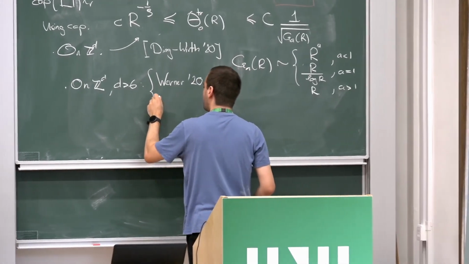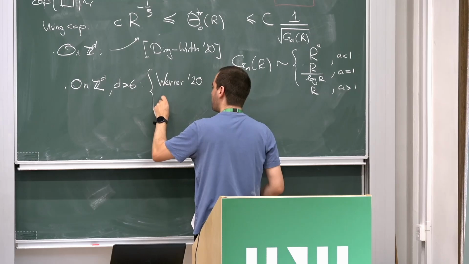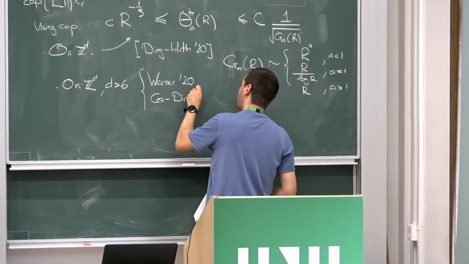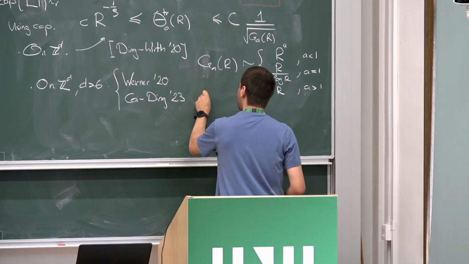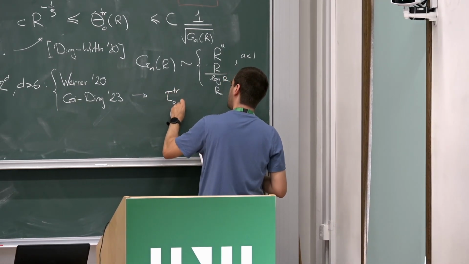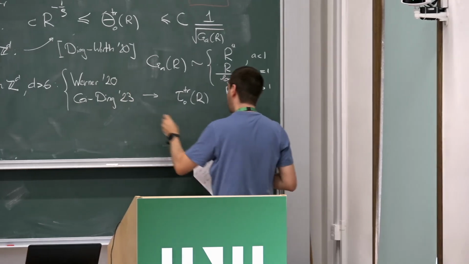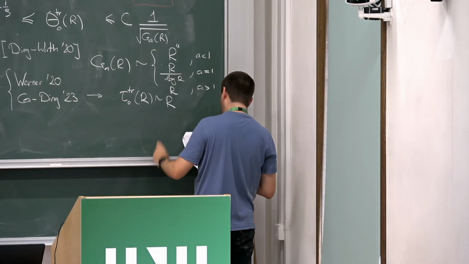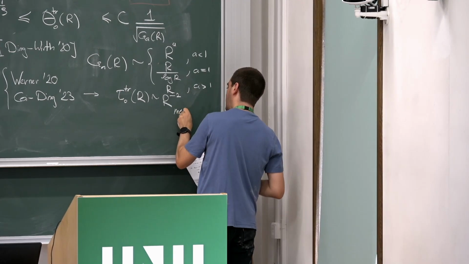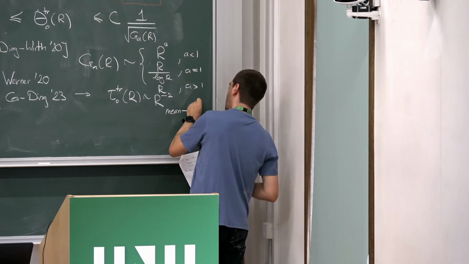Then, picking up on this work, there was a paper by Kai and Ding from last year. What they proved specifically is that on Z^d for d bigger than 6, you have mean field behavior. So you have your R to the minus 2, independently of dimension.